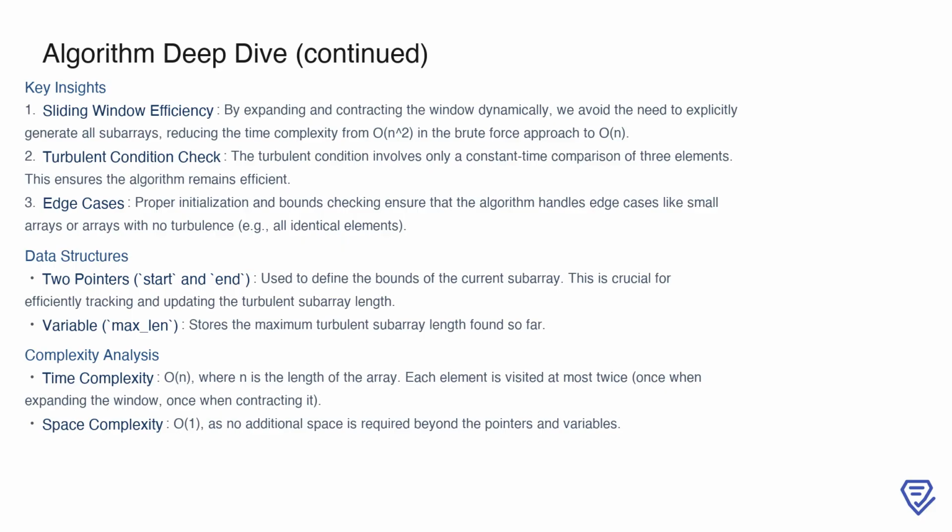To ensure robustness, we must carefully handle edge cases, such as small arrays or arrays with uniform elements that lack turbulence. The data structures supporting this algorithm are minimal: 2 pointers, start and end, to define the current subarray bounds, and a variable max_len to track the longest turbulent subarray length encountered so far. With these optimizations, the space complexity is O(1), since no additional data structures are used beyond a few variables.